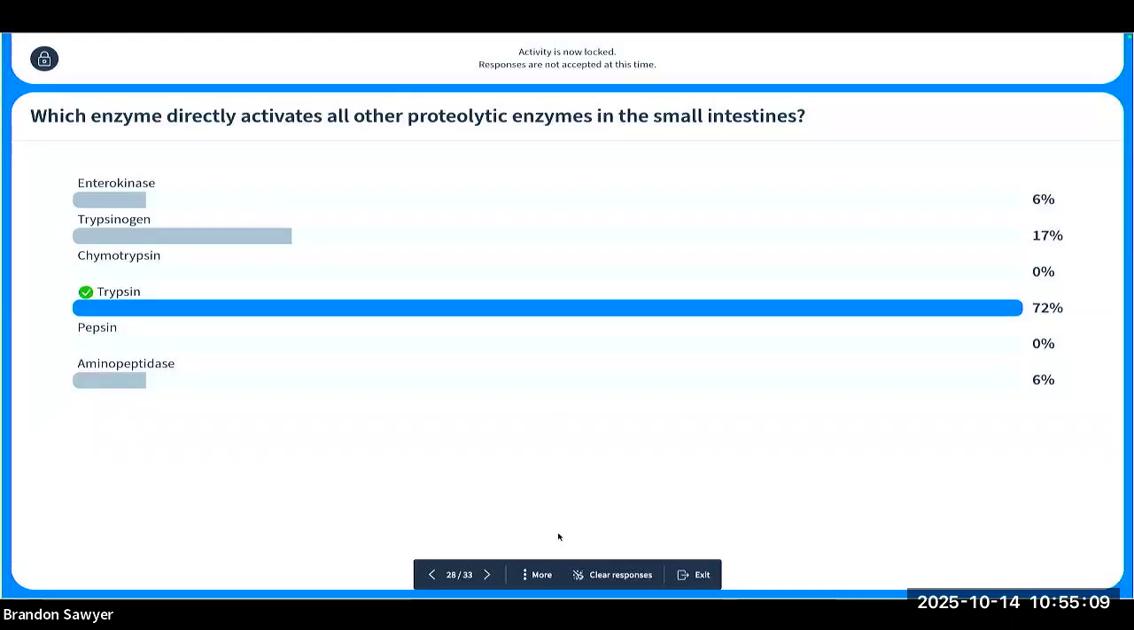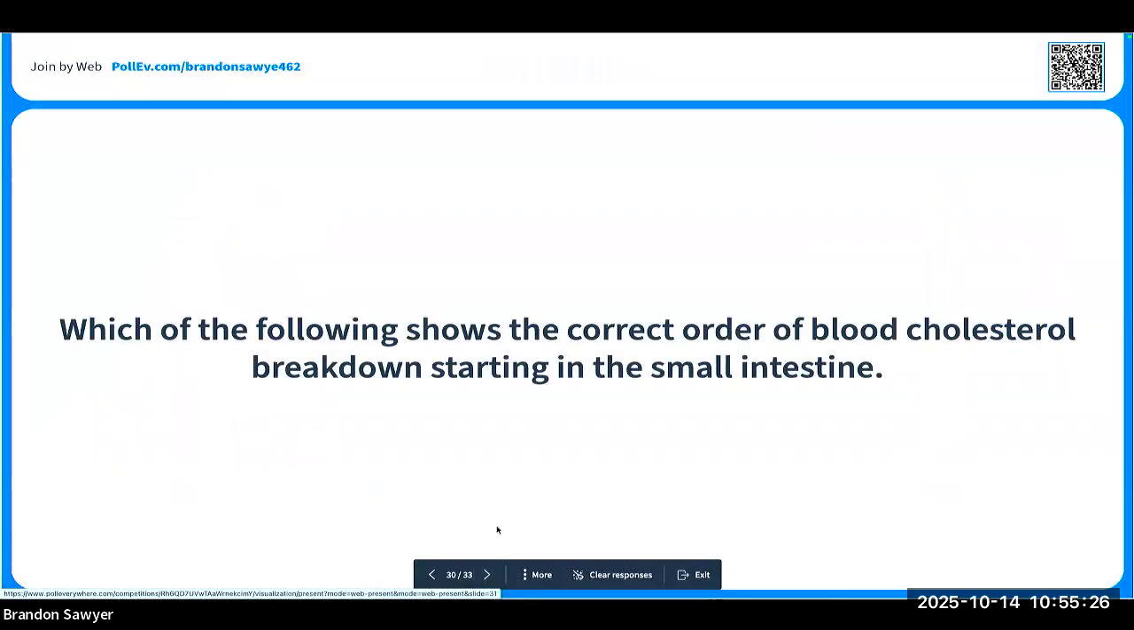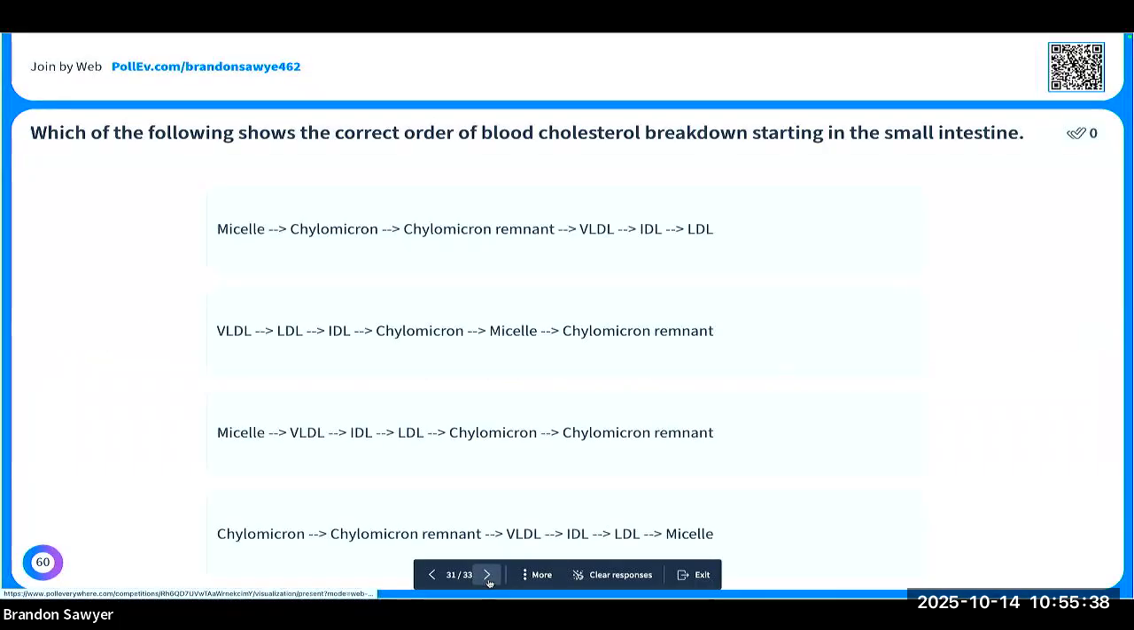Okay, all right. Okay. Megatron, that's a new one. I didn't see that one before. Frequent flyers. Yeah, that's a mysterious one in the back there. Okay. All right. I think I got one or two more. This might be the last one. Starting in the small intestine. Another one you got to read a bit.